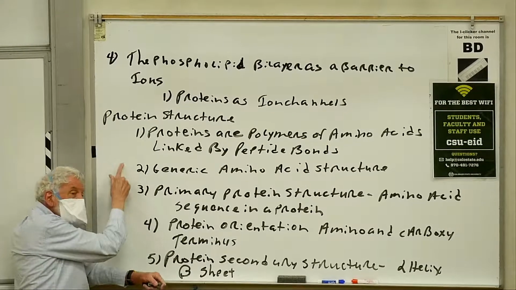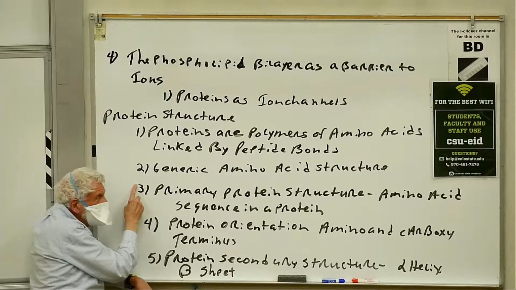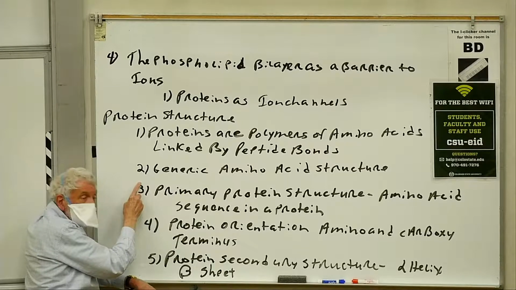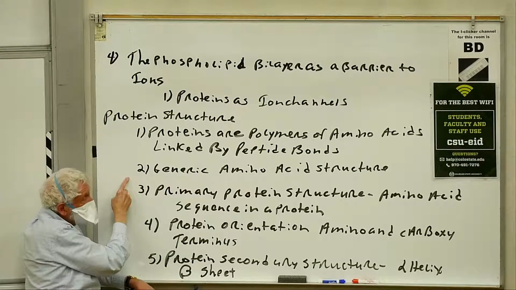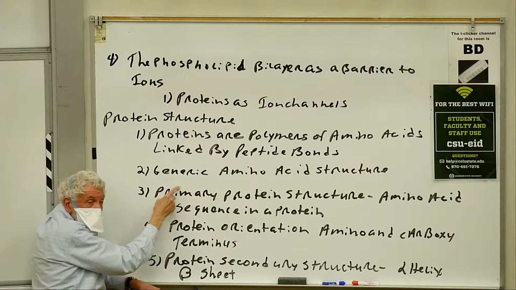In order to understand this, we have to spend some time talking about the generic amino acid structure. What is it? What do all amino acids have in common that are permissive of generating these peptide bonds? And we'll talk about that. And then we'll talk a little bit about what makes one amino acid different from the next.